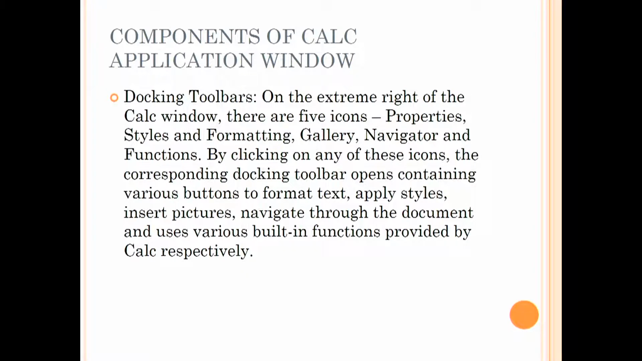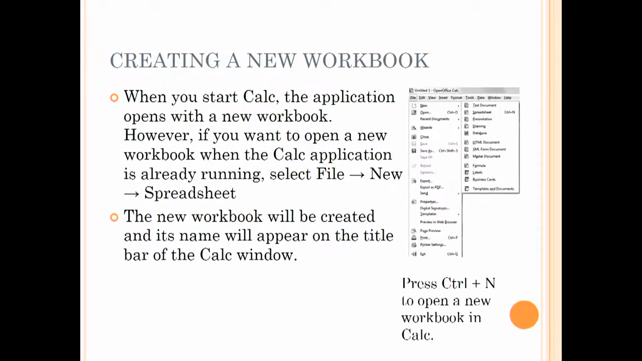The next component of the CALC application window is the docking toolbar. On the extreme right of the CALC window, there are 5 icons: properties, styles and formatting, gallery, navigator and functions. By clicking on any of these icons, the corresponding docking toolbar opens containing various buttons to format text, apply styles, insert pictures, navigate through the document, and use various built-in functions provided by CALC respectively. This was all about the different components of the CALC application window.